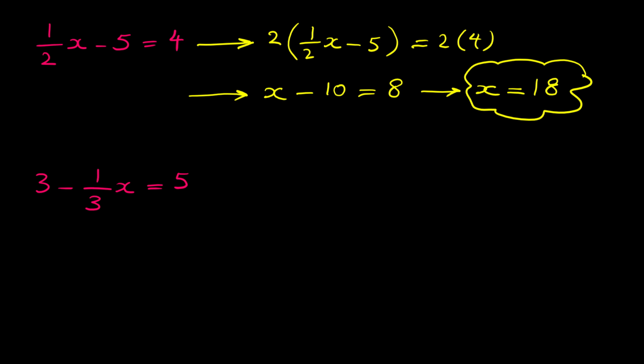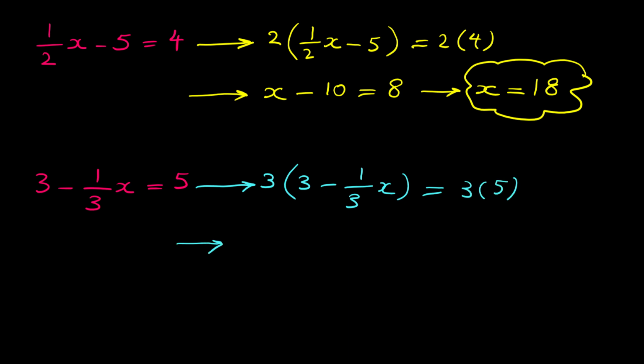We have 3 in the denominator. How we can get rid of 3? Multiply by 3. So for solving this equation, we multiply both sides by 3. 3 times 3 minus 1/3 x is 3 times 5. 3 times 3 is 9. 3 times 1/3, 3 with 3 cancels, and then we have negative 1x. But you don't need to write negative 1x. Negative 1x basically is negative x. 3 times 5 is 15.